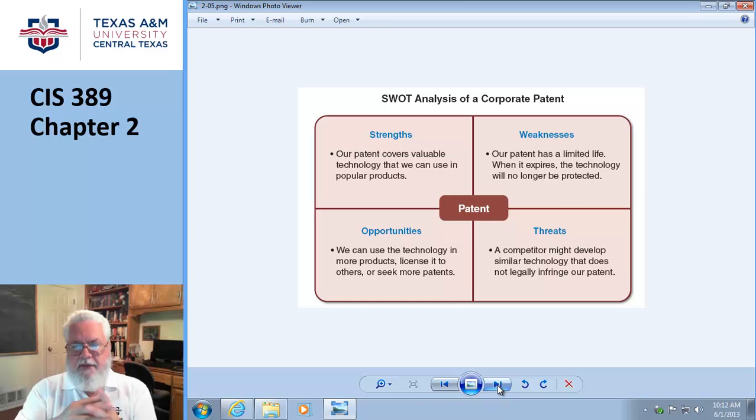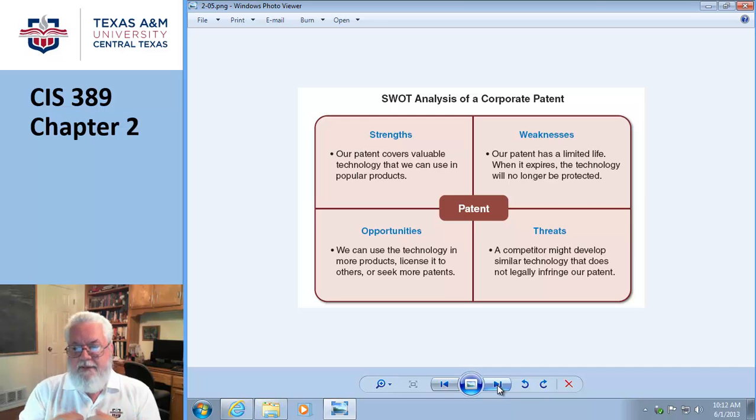You pick a particular item that you're talking about, in this case patents, and the strengths are our patents cover all the things we need it to do. The weaknesses, well, they have a limited life, and when they expire. Opportunities, we can use these patents to license and make money. And the threats are, somebody else might come up with a competing technology that doesn't infringe on our patents. So those are kind of cool ways of going through.